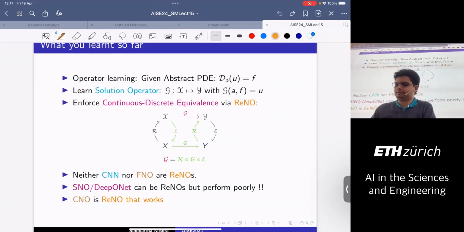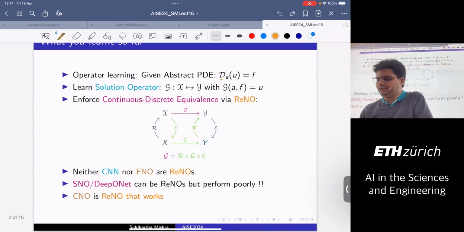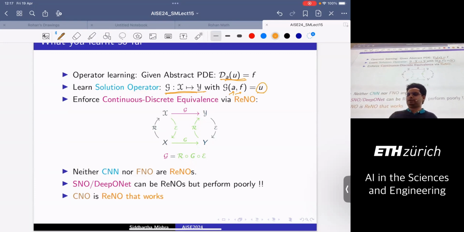So again, we are with the problem of operator learning. So this is the abstract PDE, and this is the solution operator, which takes as input the coefficients A and sources F and churns out the solution U. And we know that because the inputs and outputs are functions, we have to work with this notion of continuous-discrete equivalence. Otherwise, we will not be learning the actual mapping that takes functions to functions. We'll only be learning a certain finite dimensional representation.